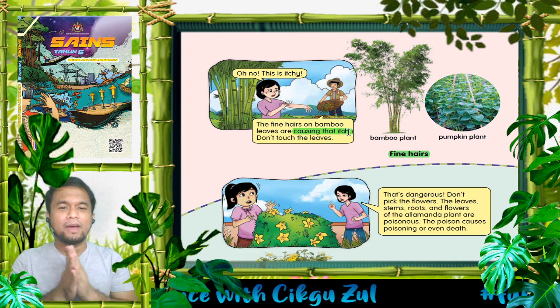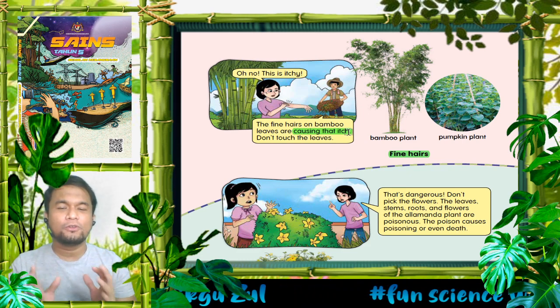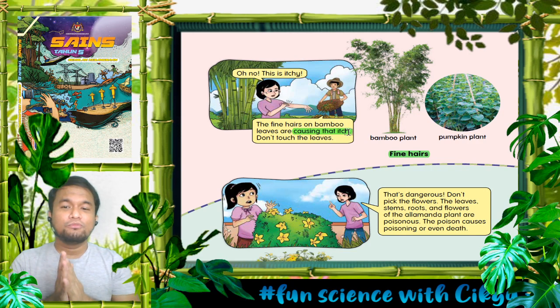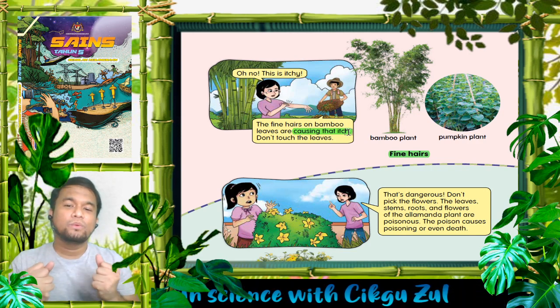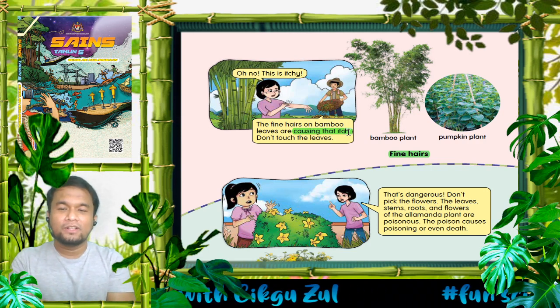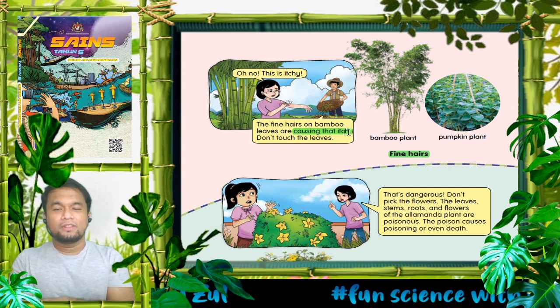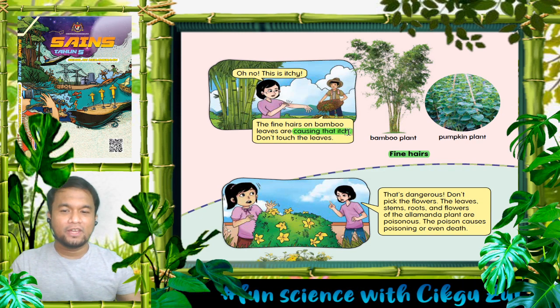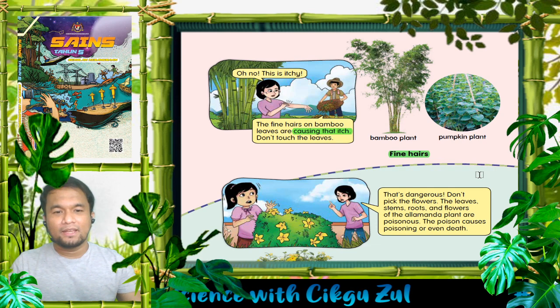So dia punya batang also the parts of their leaves. So bila kamu sentuh dia, when you touch them, you will get itchy and then you feel uncomfortable. Thus, you will also avoid yourself to get close to such plant, isn't it?